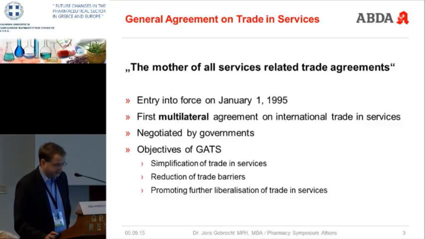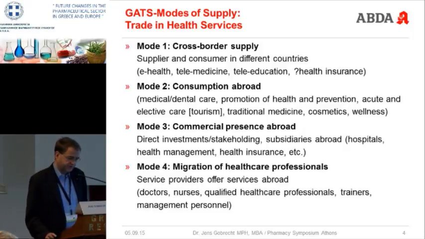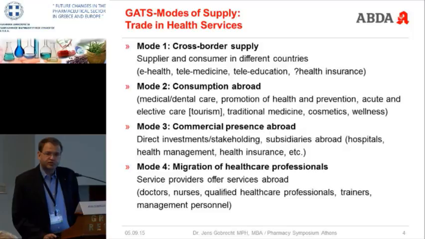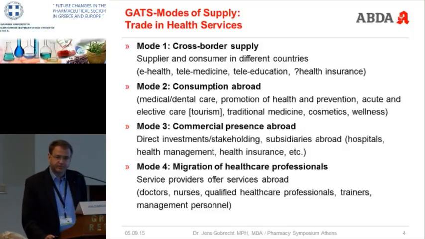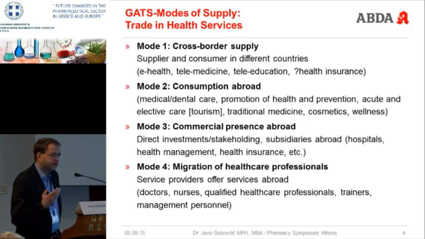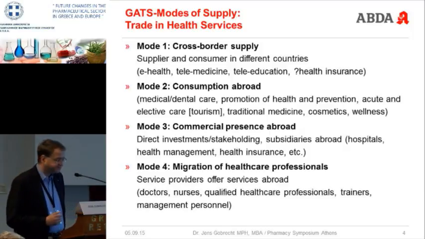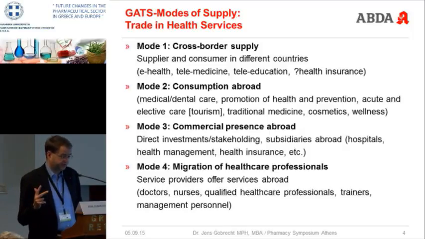It was negotiated by governments, and the objectives were simplification of trade and services, reduction of trade barriers, promoting further liberalization of trade and services. Something you have to understand if you talk about trade agreements is what are the modes of supply of services. So how do you supply a service? And according to the GATS schedule, or the idea behind the GATS, you have 4 modes of services supply.